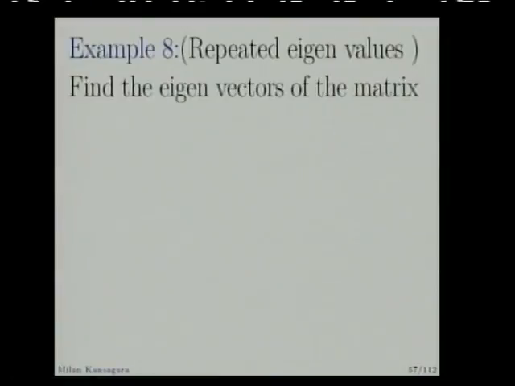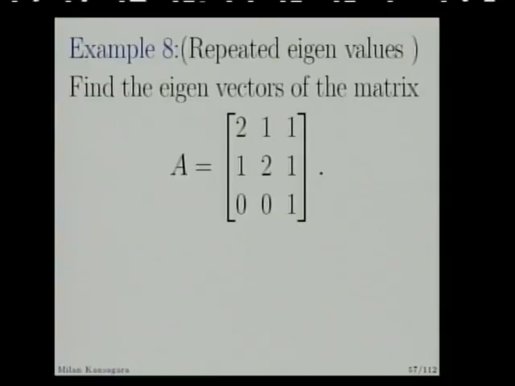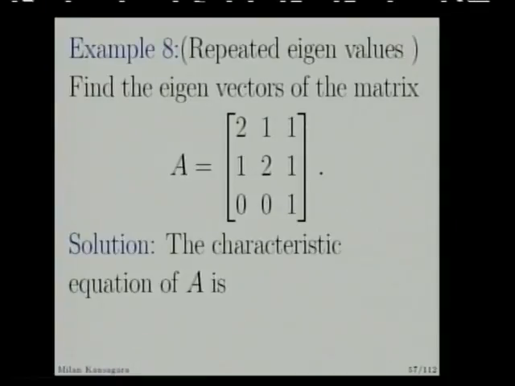Now this example. Here in this example we will get repeated eigenvalues. Repeated means one eigenvalue will repeat. So find the eigenvector of this matrix. So now this is routine practice.